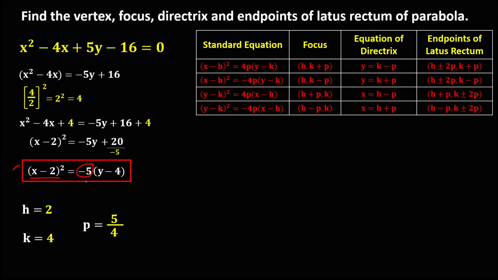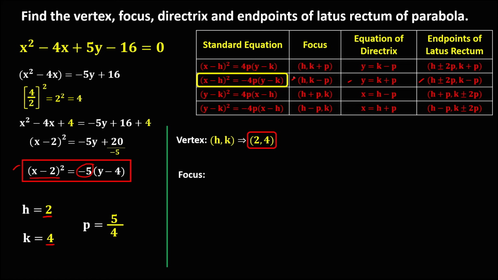Now this time, from the standard equation, observe that this is x squared and negative. So therefore, the standard equation formula is x squared equals negative 4p. So we can now find the focus using this formula, the equation of directrix using this formula, and the endpoints of the latus rectum using this formula. To solve for the vertex of the parabola, that's h and k. So vertex equals h is positive 2 and k is positive 4.